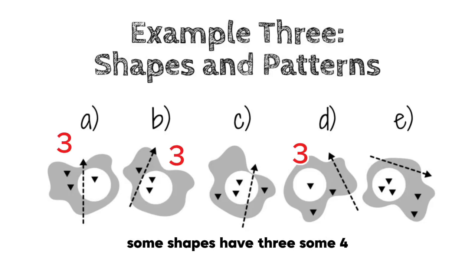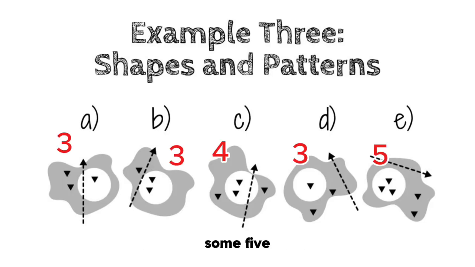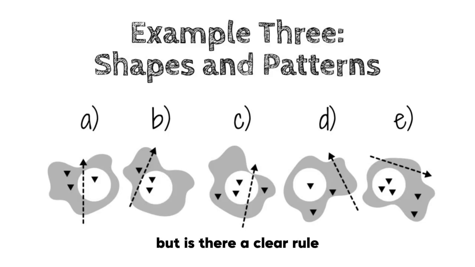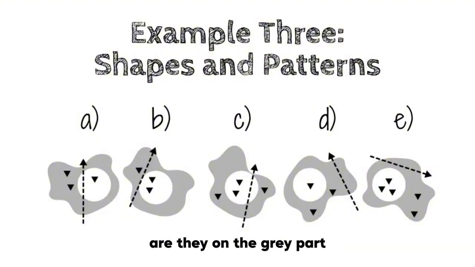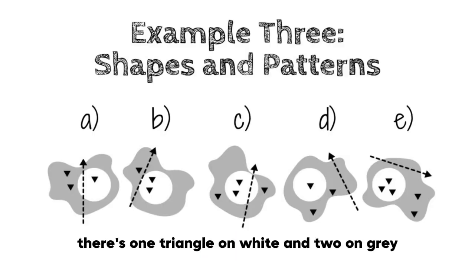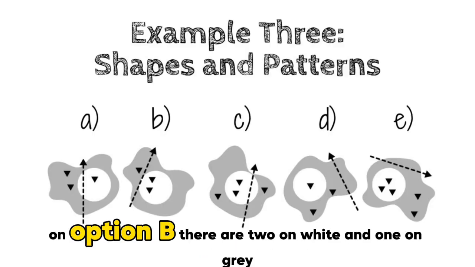Some shapes have 3, some 4, some 5. But is there a clear rule? Not yet. So let's check where the triangles are positioned. Are they on the grey part or the white part of the shape? On option A, there's 1 triangle on white and 2 on grey. On option B, there are 2 on white and 1 on grey.